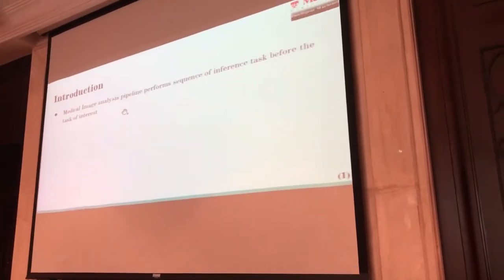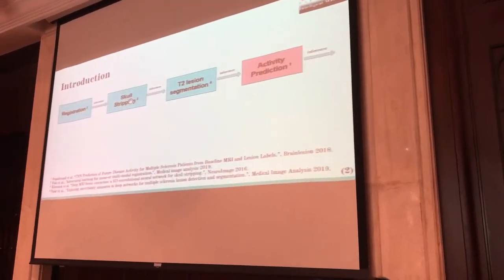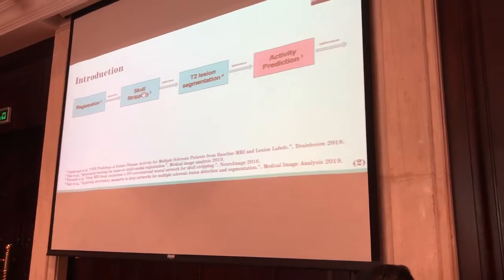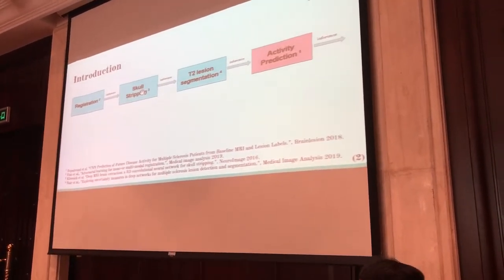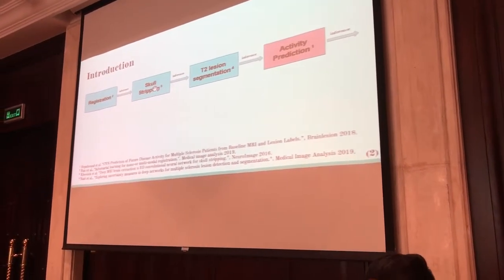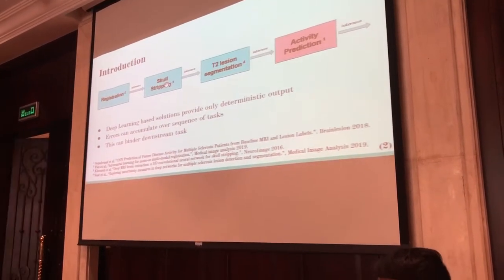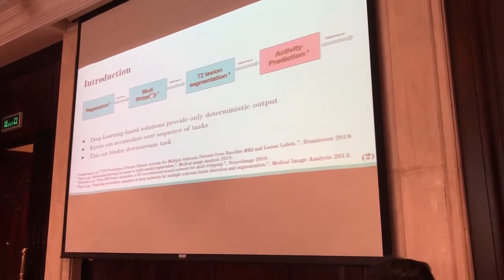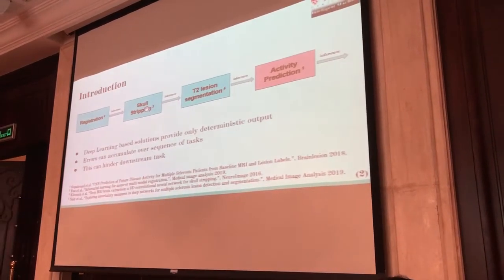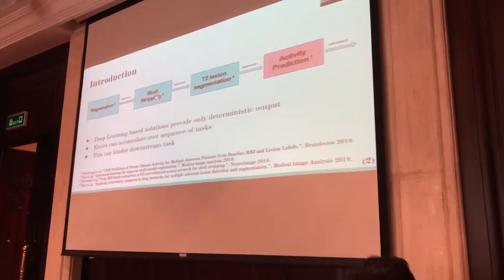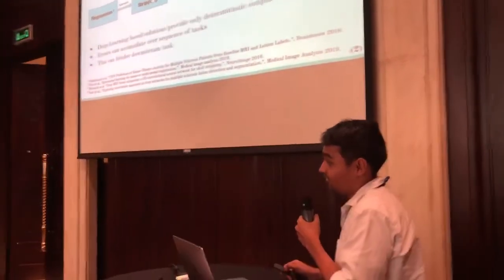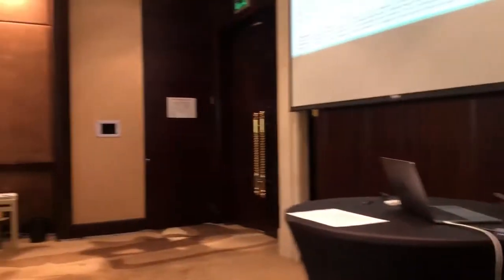For all these four tasks, there have been papers saying that deep learning methods work well. But one disadvantage of deep learning based methods is that they only provide a deterministic output. So if we make a mistake in one of the initial tasks like skull stripping or lesion segmentation, it can hinder the performance on the downstream task of interest, which here is lesion activity prediction.